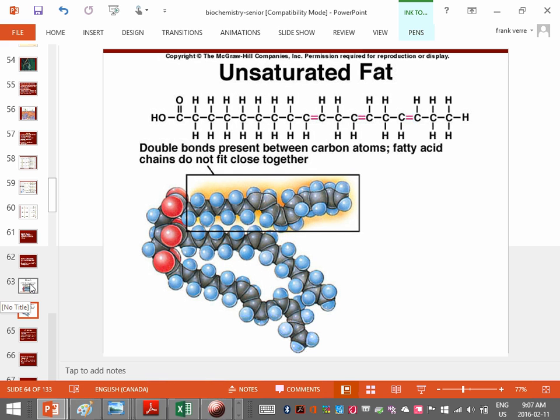An unsaturated fat is one that has carbon double bonds. So if it's got many carbon double bonds, it's poly. Two or more, it's poly. If it only has one double bond, it's a monounsaturated fat.